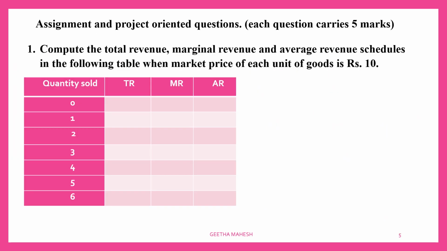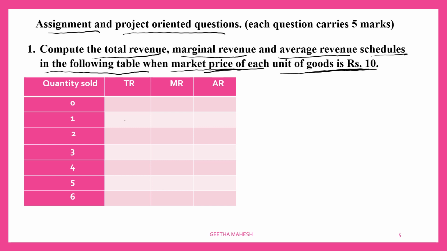Dear students, let us discuss one more assignment and project oriented question. Compute total revenue, marginal revenue, average revenue schedules in the following table when the market price of each unit of good is 10 rupees. So, here the price of the product is given as 10 rupees. I will take price as P here and the price given is 10. I will make a note of that.